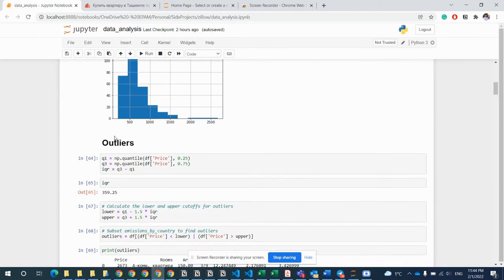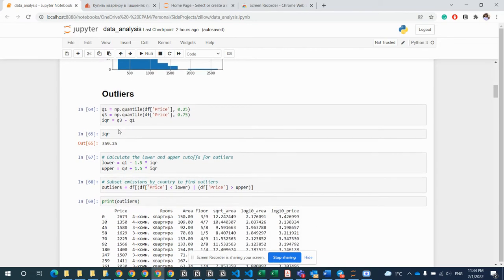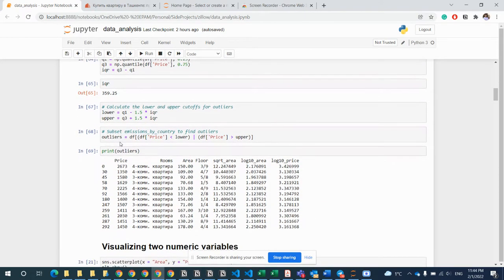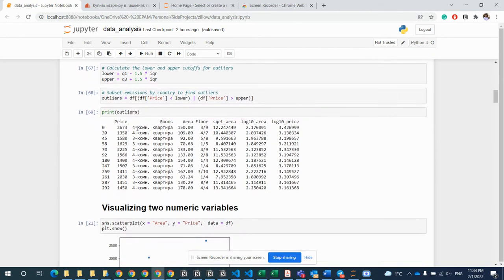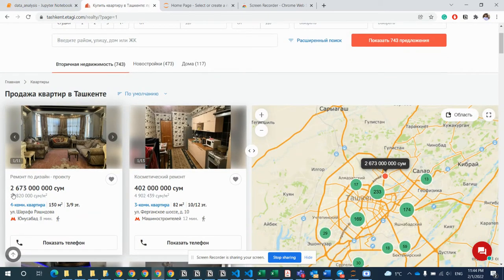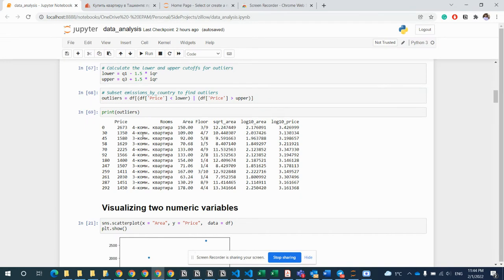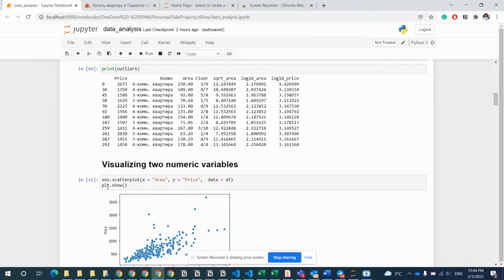I wanted to see the outliers. What are the extreme values in my data set? And I just wrote some code, first quartile, third quartile, and the outlier houses with extremely high prices can be found here. So whenever you go to the website, you will see this first one is the extreme one with a price of 2 billion sums, and 1 billion sums, etc. So there are approximately 12 houses with the highest prices.